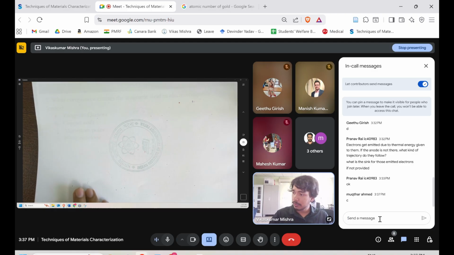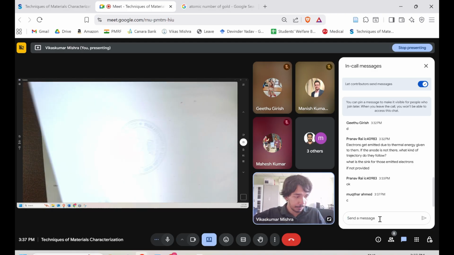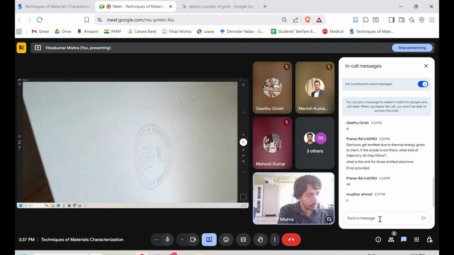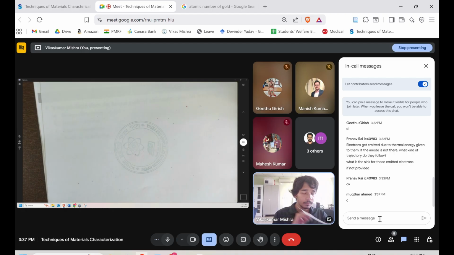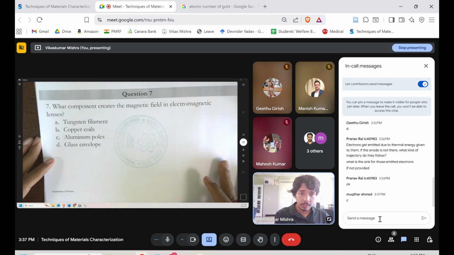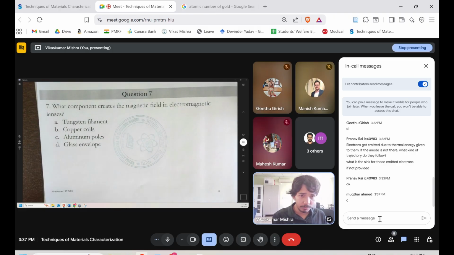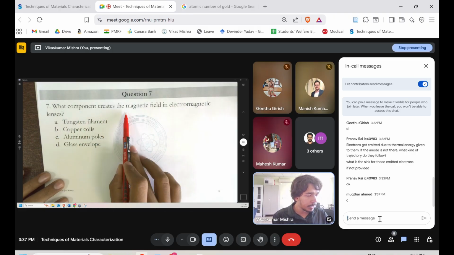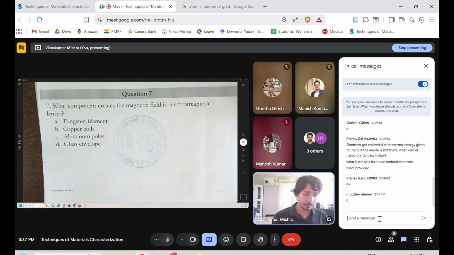If any doubt, guys, let me know. If not, let's move ahead to the next question, question number 7. Guys, everyone try to answer this question. It's very easy. What component creates the magnetic field in the electromagnetic lens?